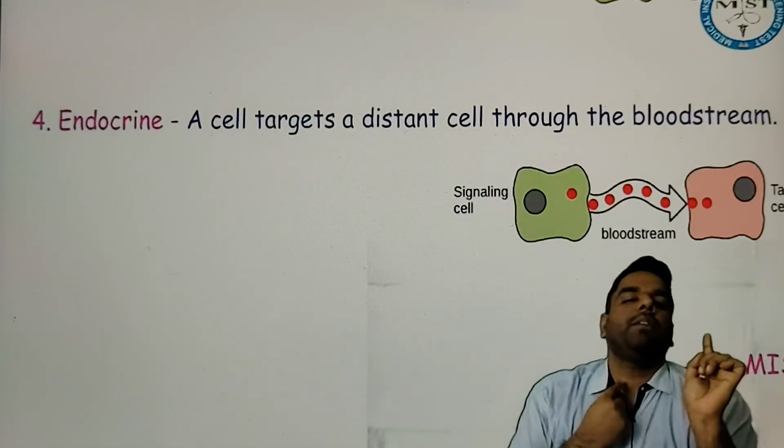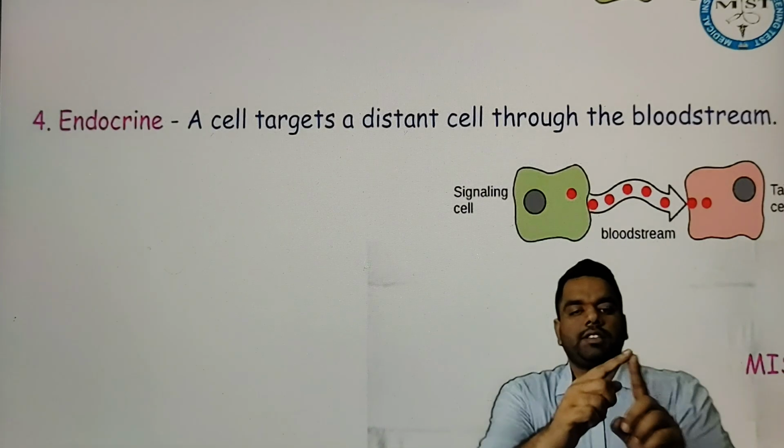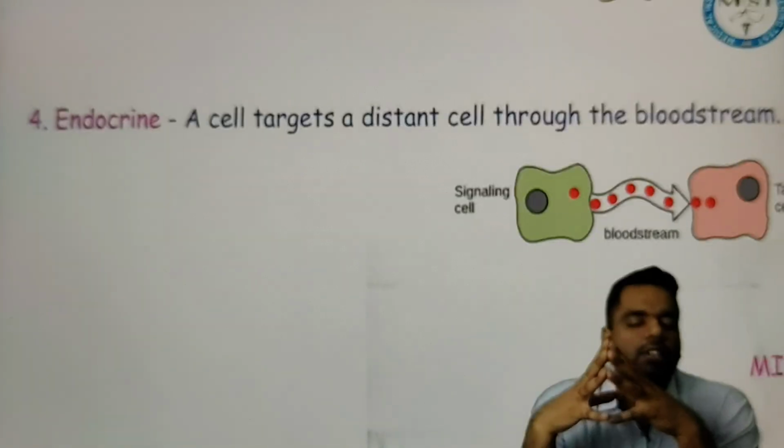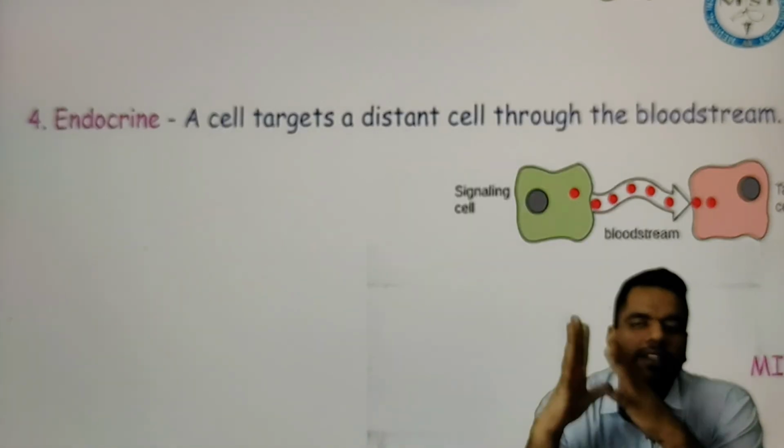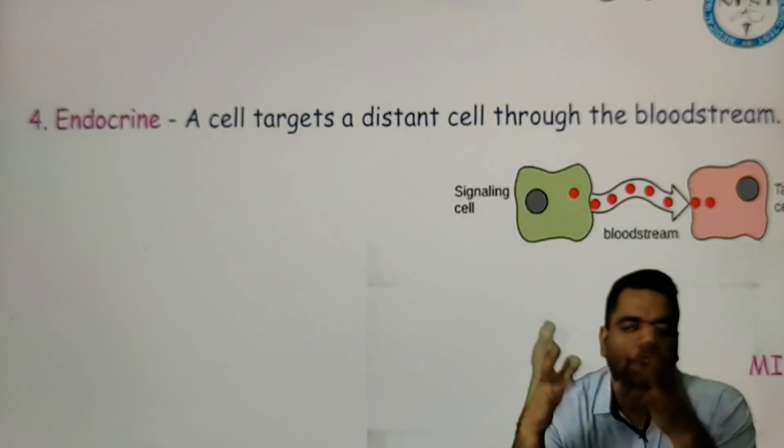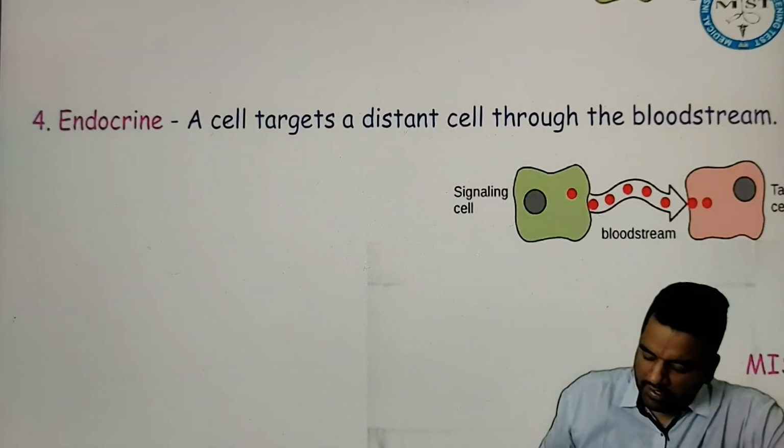Now this cell will release the chemical, it will mix into the blood, and through the bloodstream this message will pass up to the other cell area. So this type of signaling, when it uses the bloodstream, we call endocrine cell signaling, and that's why in the endocrine system we always study the hormones, right guys? So this is your endocrine signaling.